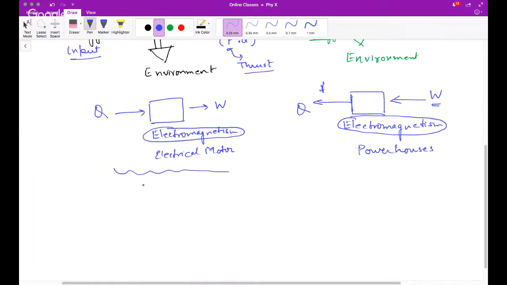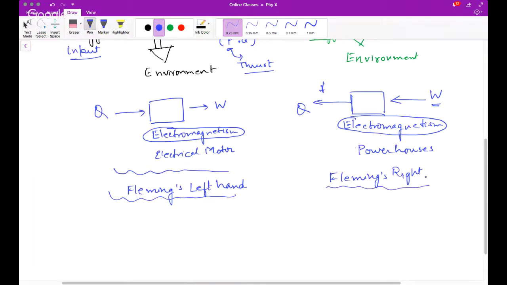So if you understand this conversion of energy into work and work into energy, in this kind of a setup we apply Fleming's left-hand rule, and in this setup you use Fleming's right-hand rule. Now never forget, I have drawn the two things. This is the left side of my board, so you remember left hand. This is the right-hand side of my board, so right hand. Just a mnemonic to remember.